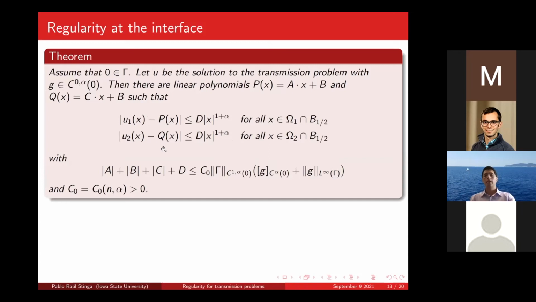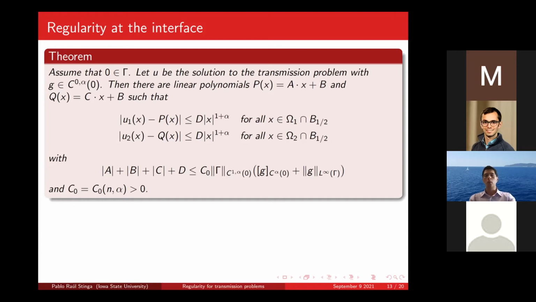Okay, and then A here is like the gradient of U1, B is the values of U1 and U2 on gamma, and then C is the gradient of U2, and then D is the C1 alpha semi-norm, right, of the gradients. All of those are controlled by the C1 alpha norm of gamma and the C0 alpha norm of G.